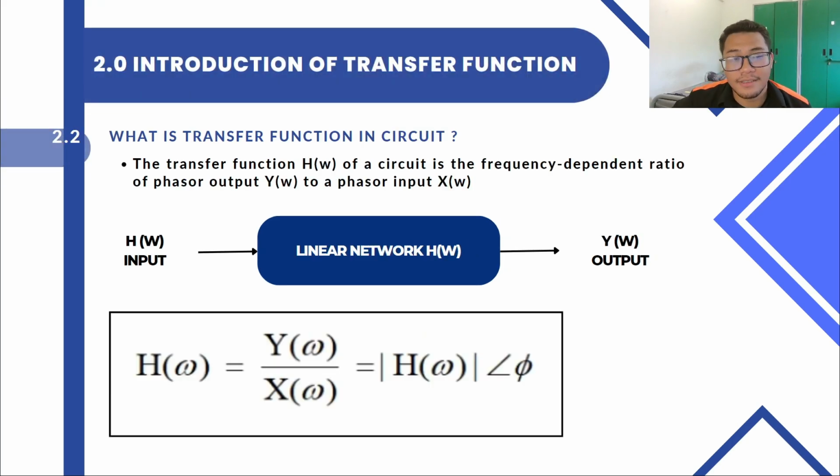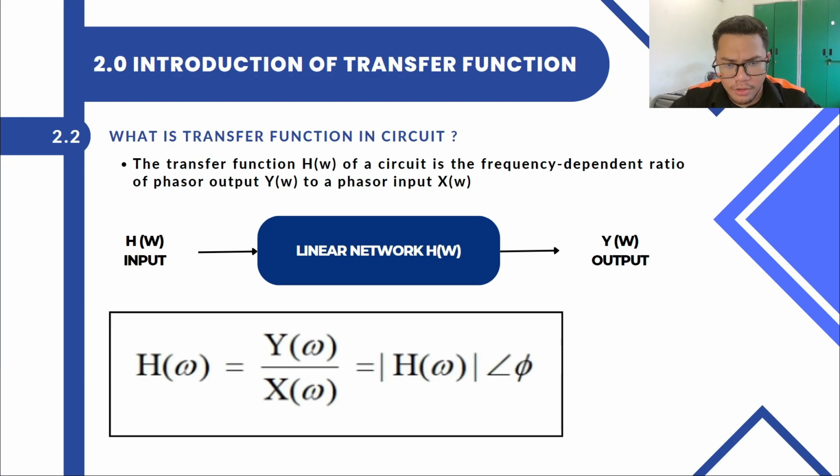So next slide. What is transfer function in a circuit? The transfer function H(omega) of a circuit is the frequency dependent ratio of phasor output Y(omega) to phasor input X(omega). In the context of a linear network, the transfer function H(omega) describes the frequency dependent ratio of the output phasor Y(omega) to the input phasor X(omega). Mathematically, the transfer function is expressed as H(omega) equals Y(omega) over X(omega). This relationship allows us to analyze how the input signal is transformed by the linear network.